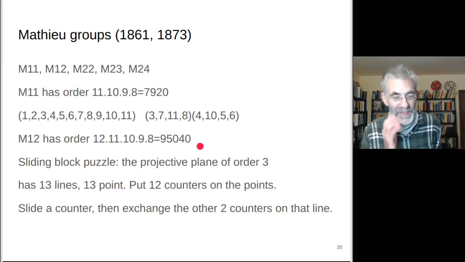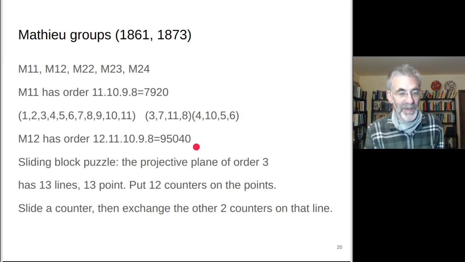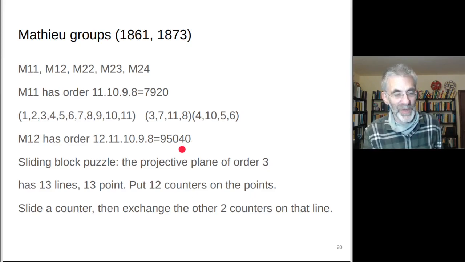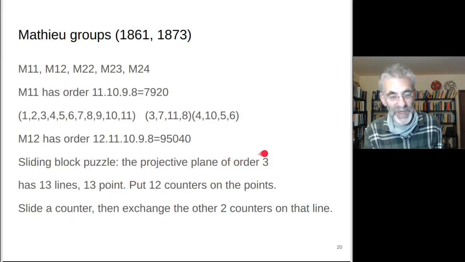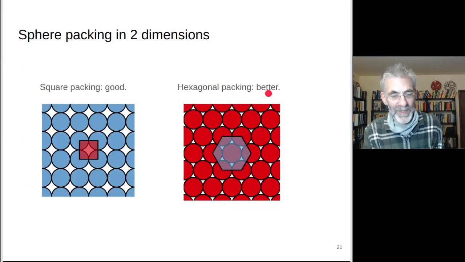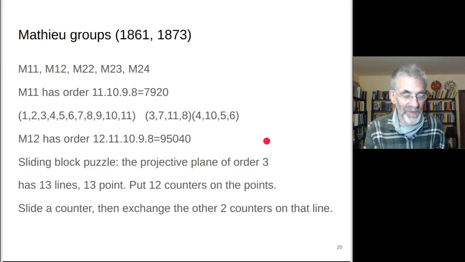It's easier to understand a group if you can describe it as symmetries of something. So for M12, you can almost do this as follows. If you take the projective plane of order 3, which is an arrangement of 13 lines and 13 points, every line has 4 points on it, and every point is on 4 lines, which is why it is order 3, because I guess whoever defined order wasn't very good at counting.